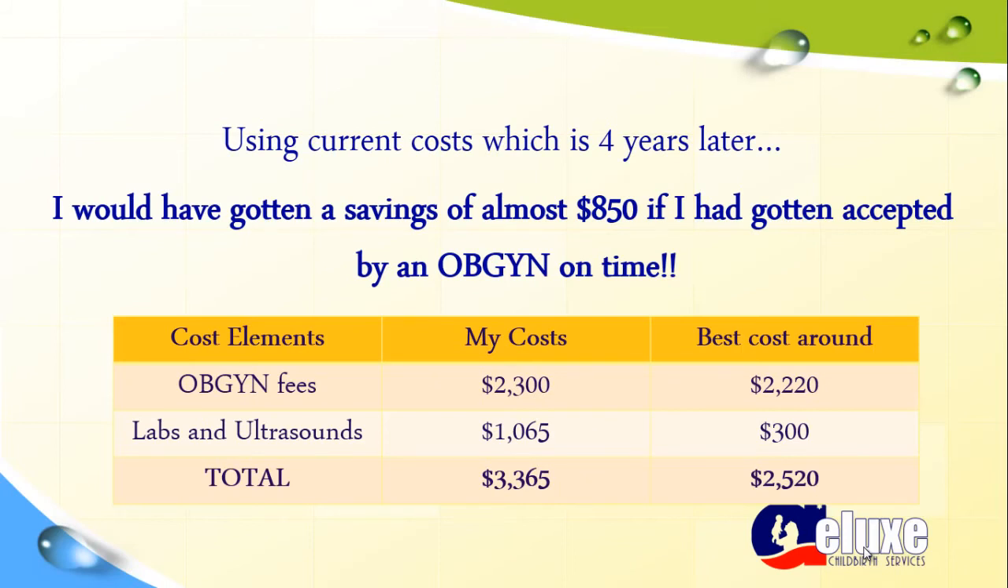So, for example, if you look at the table, you will see that I was paying $3,365. The best cost now, as at today, is $2,520. This is 5 years later. I mean, that's already $850. So that's one mistake down.